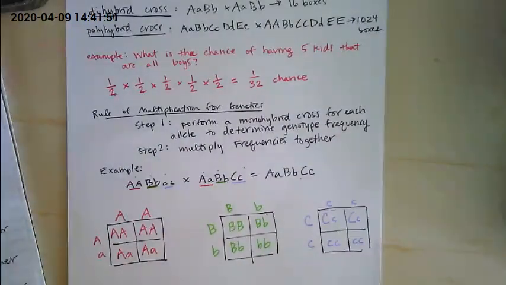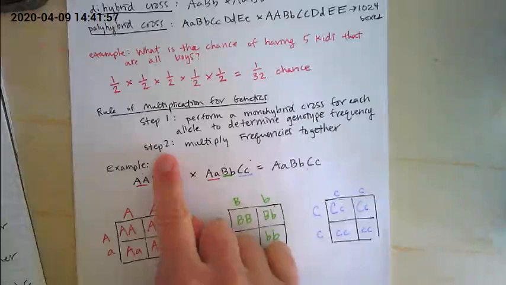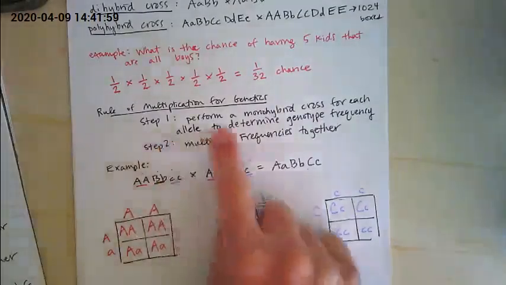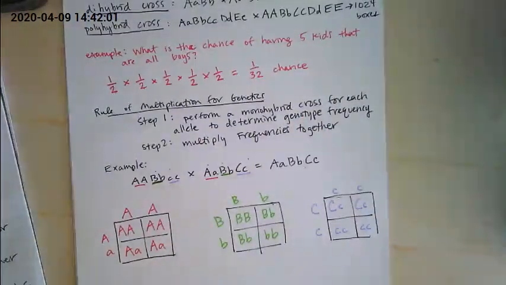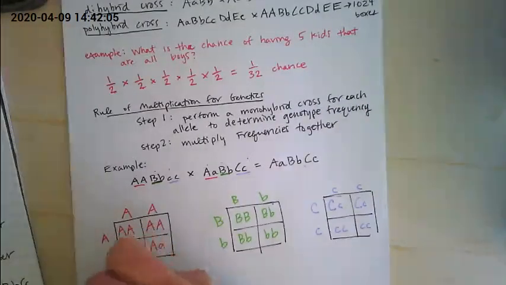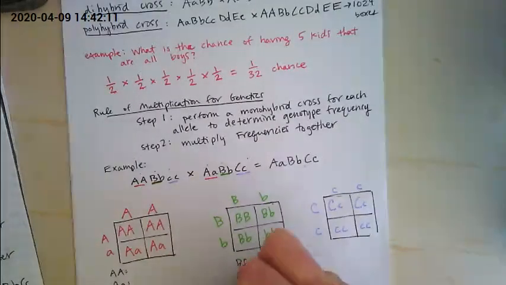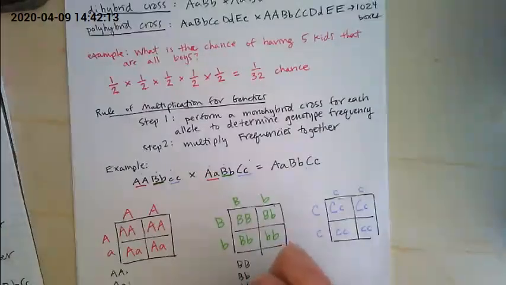All right. So we have the crosses done. Step 2, so step 1. Oh no, we have to finish. We have to determine genotype frequencies. All right, so let's put our different genotypes. These are all the possibilities.